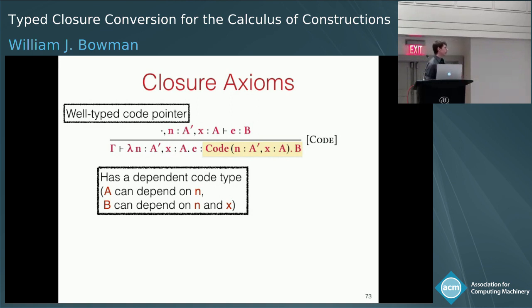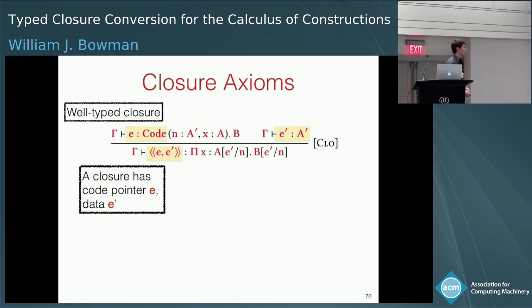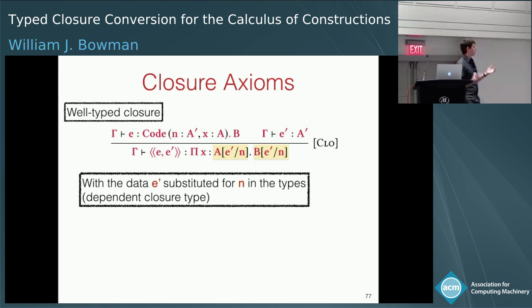So this is well-typed when E is a block of code that produces a B, and it only refers to n and x. Notice that we've dropped gamma. So E has to be well-typed in an empty environment, except for its formal parameters. Okay, so that's code pointers, and this is the closure. A closure has a code pointer E and some data E prime, and their types line up. And the type of a closure has the type pi. It expects an argument x of type A, where we've, for dependency reasons, replaced all references to the data argument n by the actual data E prime, and it produces some type B with all references to n replaced by the actual data of the closure, E prime.